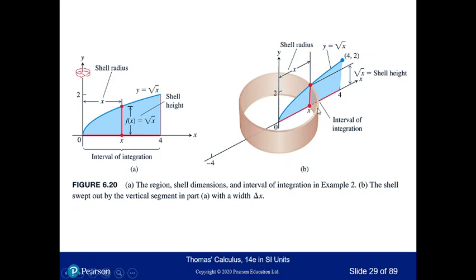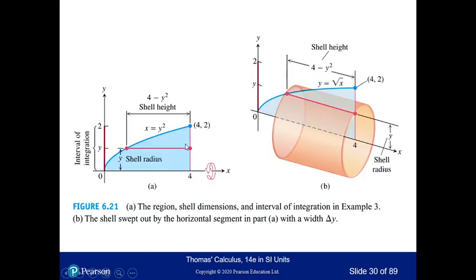And then the height, what's the height? The height is square root of x. So you multiply them all. Instead of delta x, you put dx and integrate over x from 0 to 4, and you get the volume.